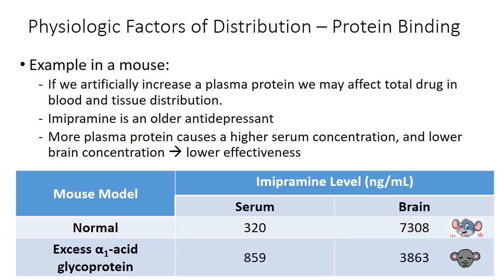So what you see in this is real data from a mouse model. In a normal mouse, the serum imipramine level was 320 nanograms per milliliter. The brain was 7308, or 7.3 milligrams per milliliter. If we artificially add more alpha-1 acid glycoprotein, the serum concentration goes up and the brain concentration goes down. That means, because the protein is too big to get through the blood-brain barrier and the capillaries in the brain, that we're locking some more of that drug into the plasma, and we're actually impairing the efficacy.